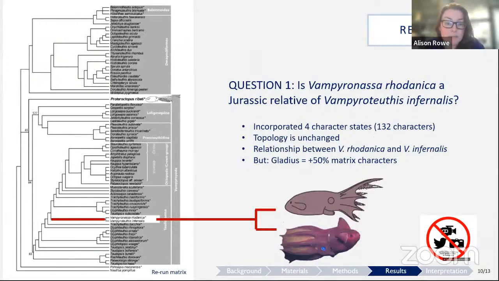So we incorporated the updated character states in the matrix of Kruta et al. 2016 and reran the tree, and there were no changes. So our data supported the position of Vampyronassa and Vampyroteuthis as sister taxa. Although obviously we were only able to resolve 4 character states out of the 132, and more than 50% of the matrix is built on gladius morphology. So as we don't have this element, we're taking our results with a grain of salt.